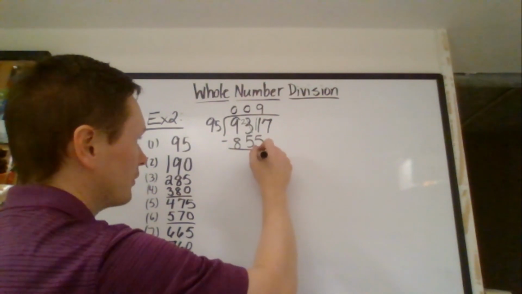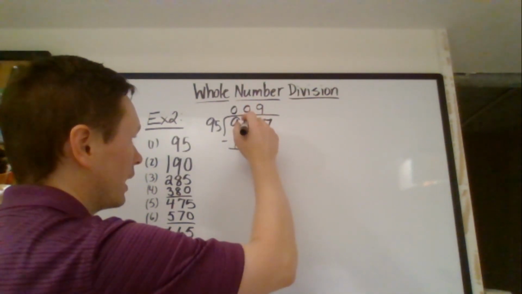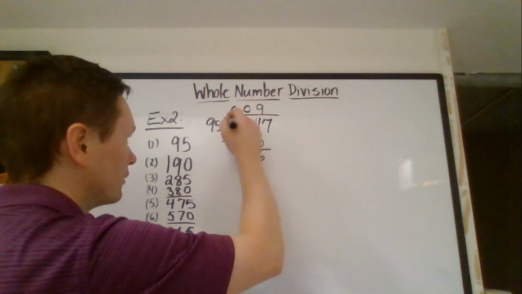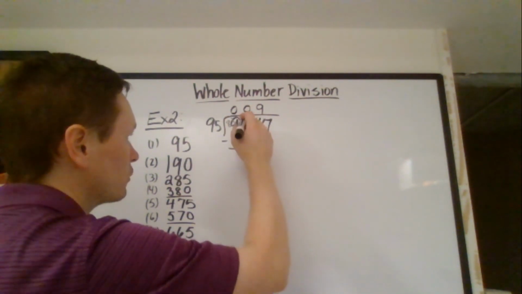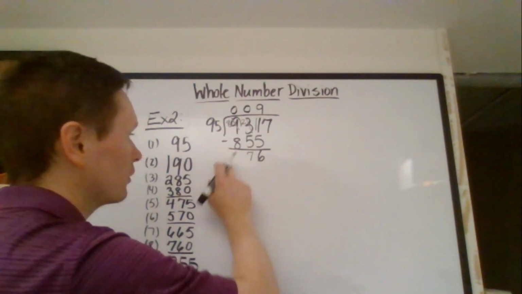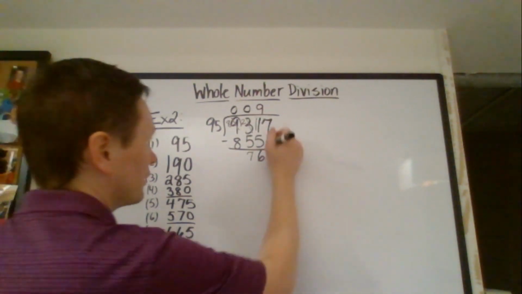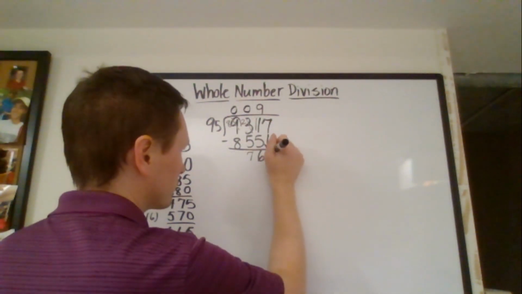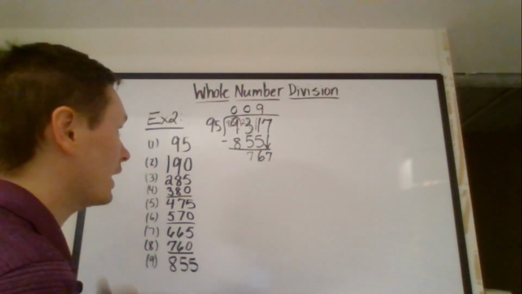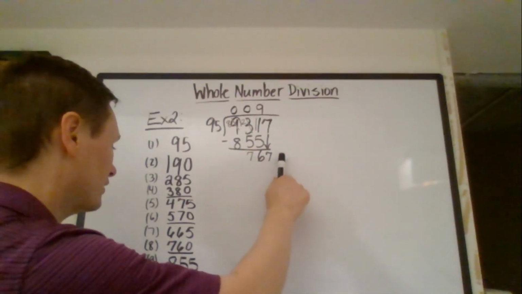11 minus 5 is 6. Now I need to make this 9 and 8, and this becomes a 12. 12 minus 5 is 7, and then 8 minus 8 is 0, so we don't have to put that. If you want to, you can. Then I bring down the 7, and I ask myself again, how many times does 95 now fit into 767?